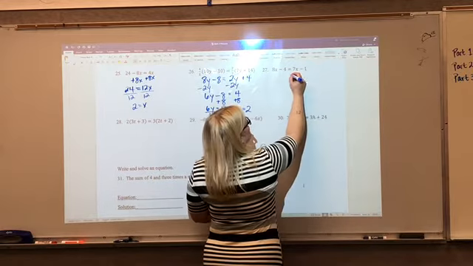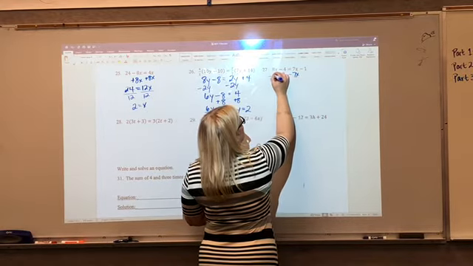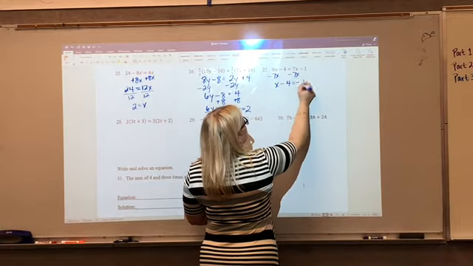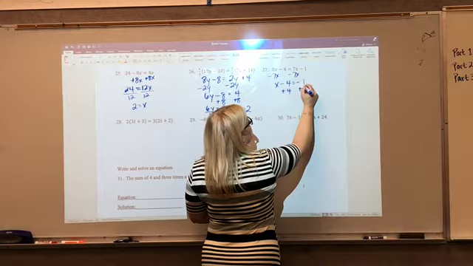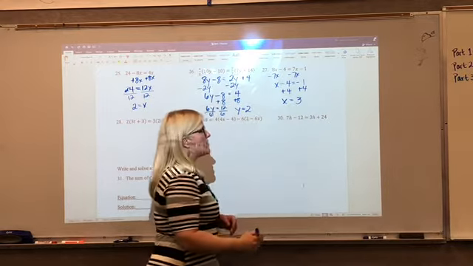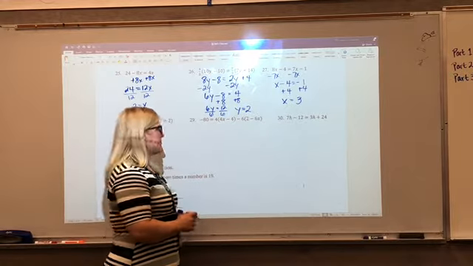Okay, so over here, I'm going to subtract 7x from both sides. That gives me x minus 4 equals negative 1. I'm going to add 4, and I get x equals 3, because 4 plus negative 1 is 3.